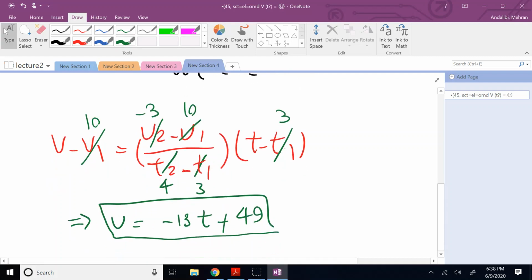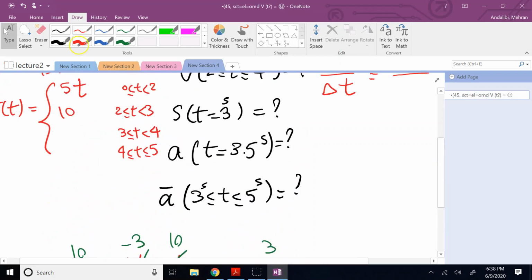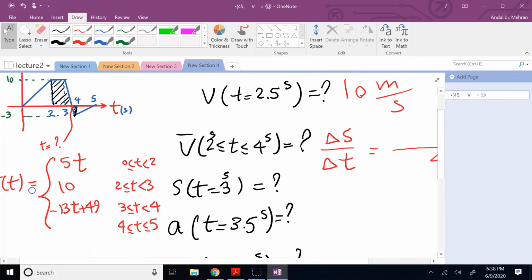Now, is that correct? We just plug in the numbers back. If you plug in 3 in this, it is going to give me 10. If I plug in 4, it is going to be negative 3. So that's right, negative 13t plus 49. That's the equation of the third line segment.